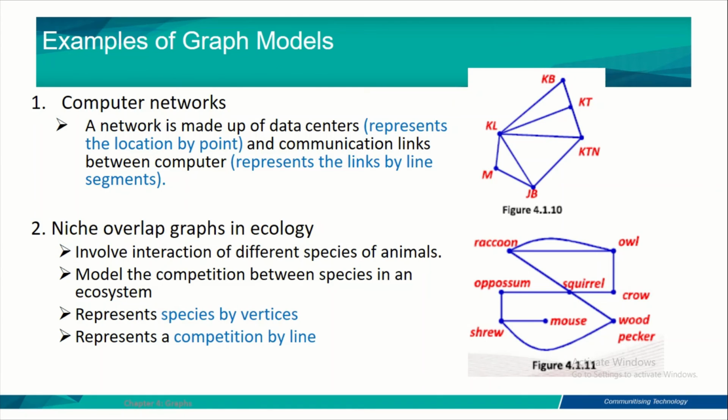So let's see examples of graph models. First is the computer network. A network is made up of data centers, represented by points, and the communication links between computers, represented by line segments. Number 2 is the niche overlap graph in ecology. This involves the interaction of different species of animals to model the competition between species in an ecosystem. The vertices represent species and the lines represent competition between the species.